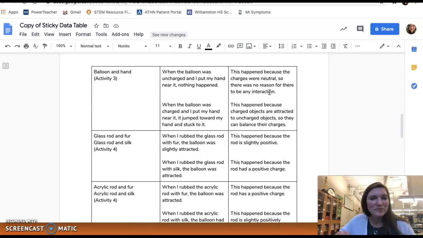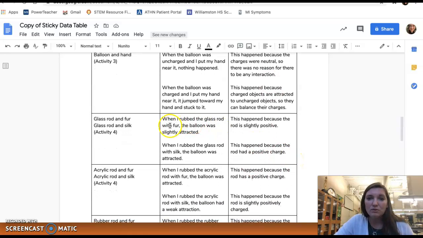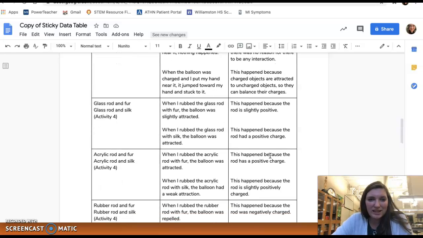So then we had the glass rod and fur and the glass rod and silk. When I rubbed the glass rod with fur, the balloon was slightly attracted, and this happened because the balloon was negative and the rod is slightly positive, opposites attract. When I rubbed the glass rod with silk, the balloon was attracted, and this happened because the rod had a positive charge. Again, negative balloon, positive rod, so they're going to attract.